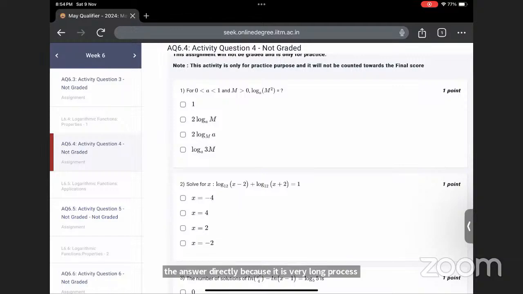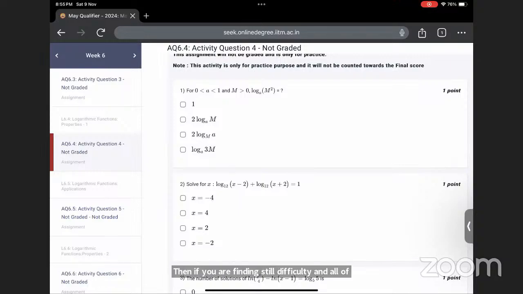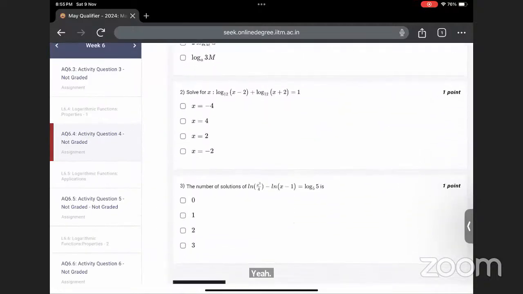Okay, so that's why. I will just suggest someone has sent some group link. Maybe you can check if there is some student discussion, and you can discuss it among yourselves first. Then, if you are still finding difficulty and all of you are facing a problem with this solution, then I can see it. Okay. Is there any other doubt?